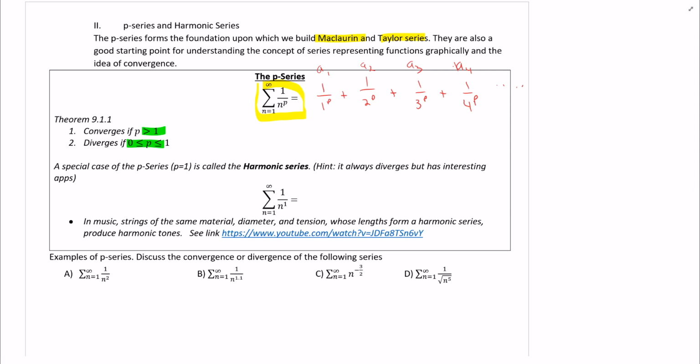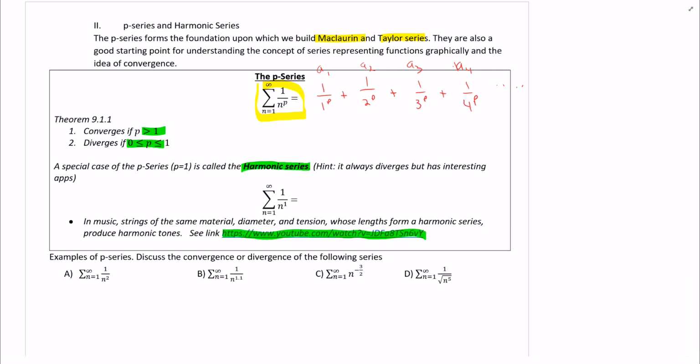And then there's this very special case when p is exactly 1. It's called the harmonic series. For those of you who are in music, you've surely heard of this. The harmonic series does diverge, but it has a lot of implications for music. And if you're interested in what that means, you can look at this video here. It talks about some interesting things.